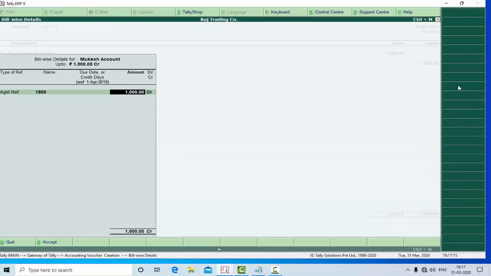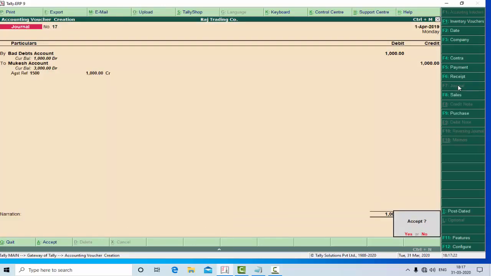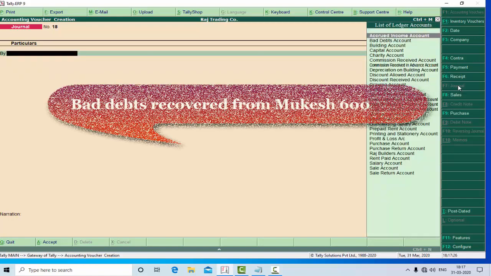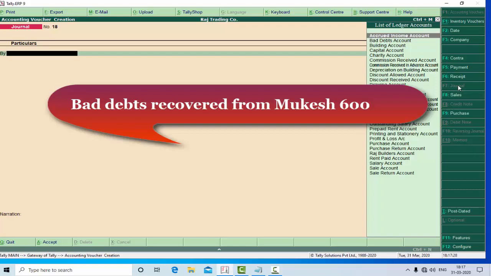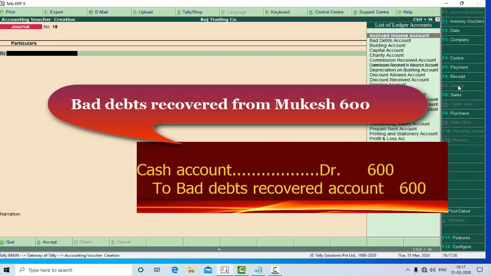That bill number is 1500, whose payment he has to refuse, 1,000 amount to make payment, and that amount is treated as bad debt. So after that, the last entry of today's video: bad debts received from Mukesh 600, means bad debts recovered, the amount which was treated as bad.